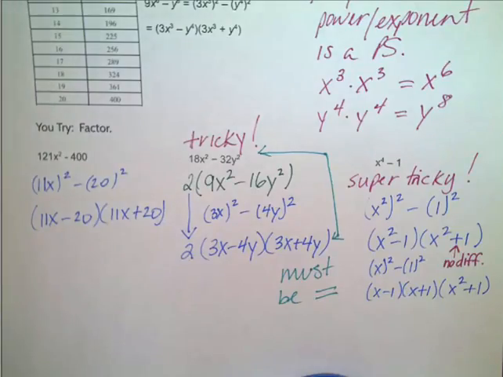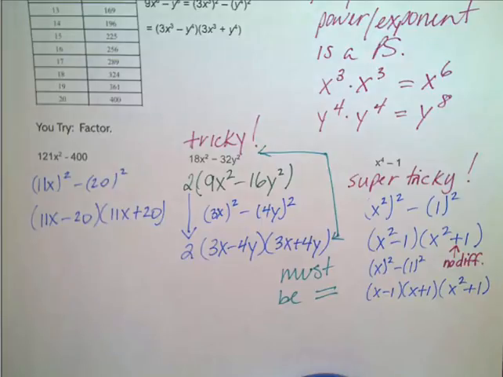Okay, so the first example wasn't terrible, pretty straightforward, but the second and the third examples were tricky and super tricky. In the second example, the first of the tricky ones, you needed to take out the GCF first. You should have noticed that 18 and 32 were not in your chart above. A hint would have been x squared and y squared. So you should always look for the GCF first.